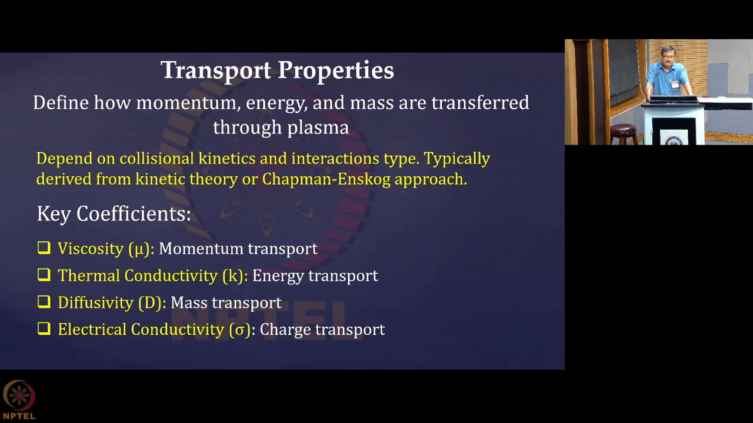Diffusion causes particles to diffuse from one place to another because of the gradient in the number density, so that basically transports mass. Then we come to electrical conductivity. What it does is give transport of charge. So all these transport coefficients, like viscosity, thermal conductivity, diffusivity, and electrical conductivity, transport something or other, maybe momentum, energy, mass or charge. So they are related to those.